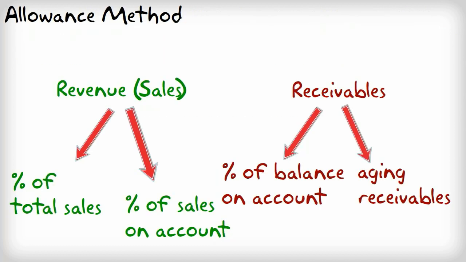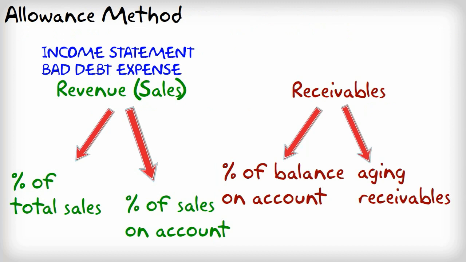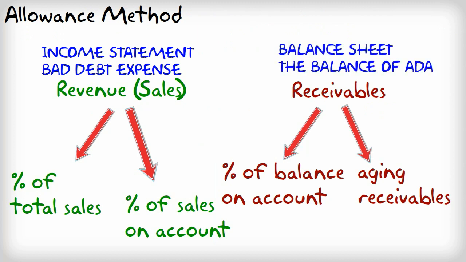Let's recap. Using the allowance method, you have two ways of making the estimate: using sales, or concentrating on the income statement by calculating the bad debt expense, or using receivables and concentrating on the balance sheet by calculating the balance of allowance for doubtful accounts.